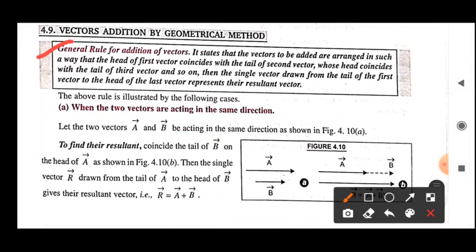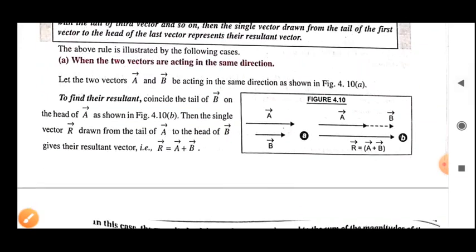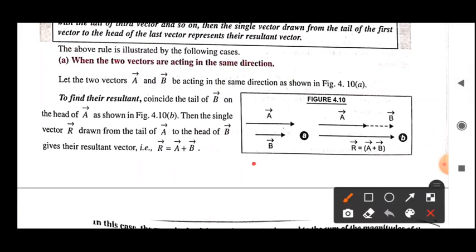The first method is vector addition by geometrical methods. In the geometrical method, the general rule for addition of vectors states that the vectors to be added are arranged in such a way that the head of the first vector coincides with the tail of the second vector, whose head coincides with the tail of the third vector, and so on. Then the single vector drawn from the tail of the first vector to the head of the last vector is the resultant vector. This can be understood by one example.